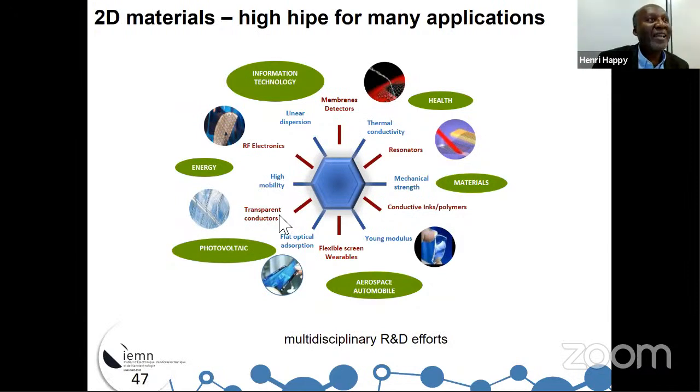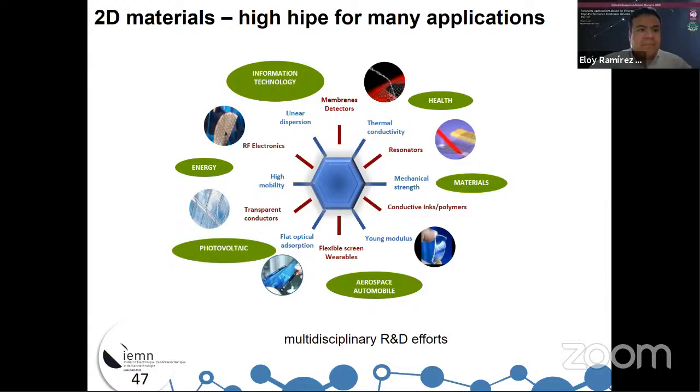And I just want to say that there's a high hype on 2D materials and that you can find application of this material in many, many applications. And 2D materials have impact on multidisciplinary R&D effort because we can use 2D material for mechanical properties. If I take the case of information technology, we can use it for RF electronics. We can use it for flexible electronics, wearable electronics, and so on. That means there are many, many applications for this new kind of material.